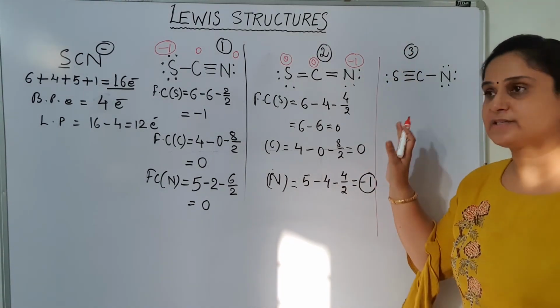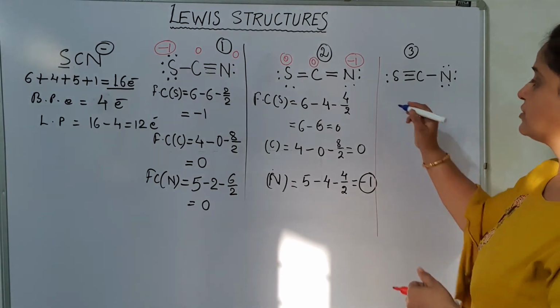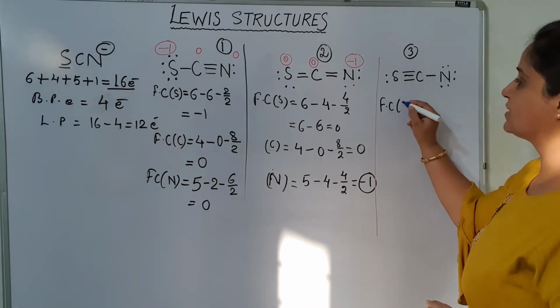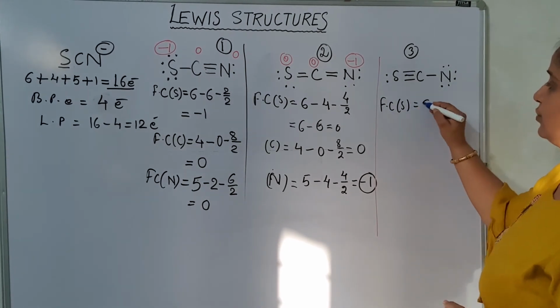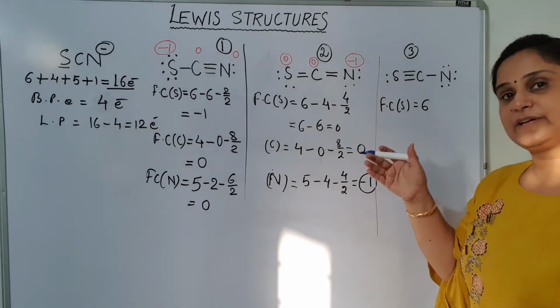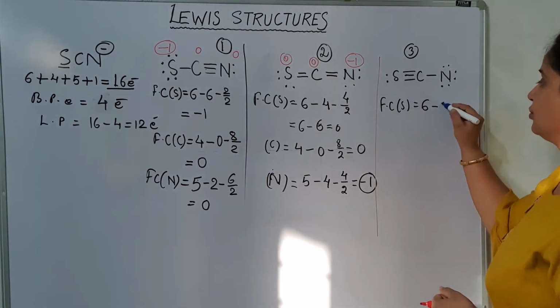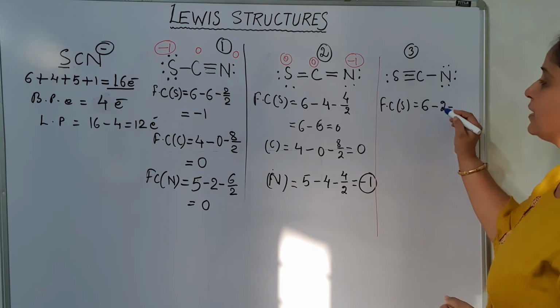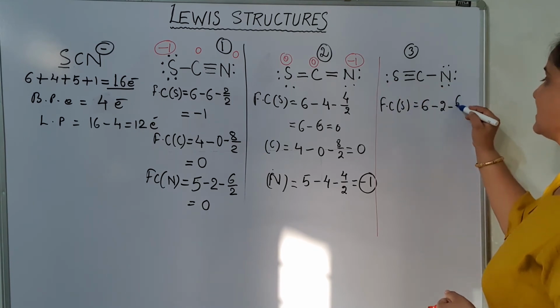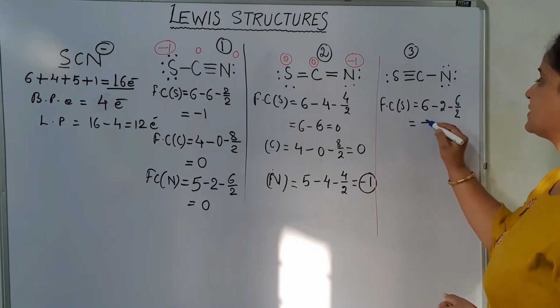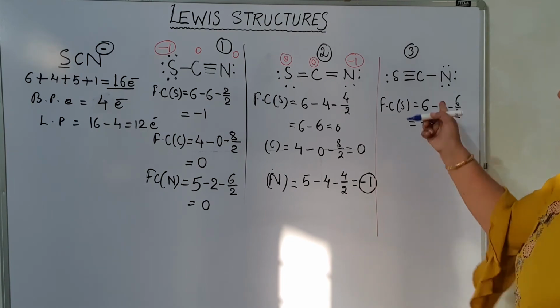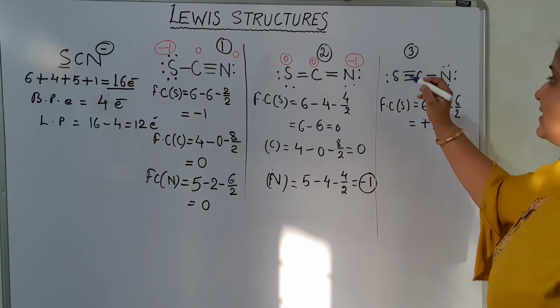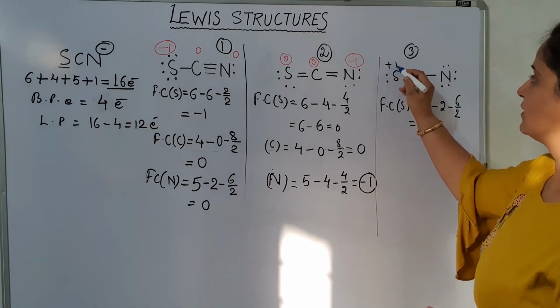Let's do the same for this particular molecule. So the formal charge on the sulfur in this molecule: total number of valence shell electrons always 6. Bond pair 2. Lone pair, 2 bond pair, 6 divided by 2, so it becomes plus 1. So the formal charge on the sulfur in this structure is plus 1.